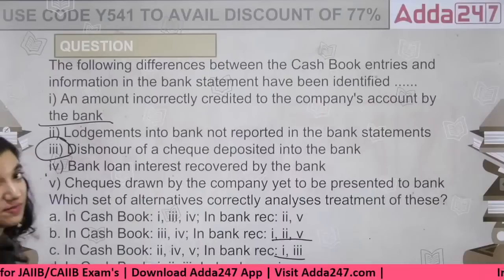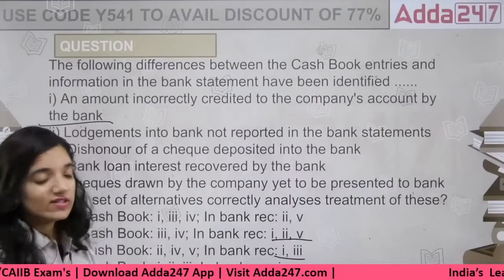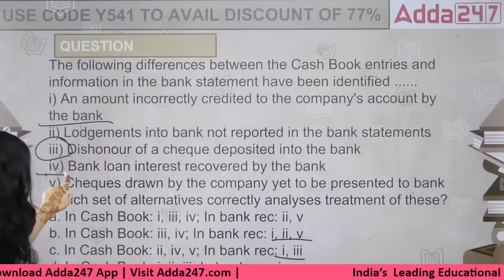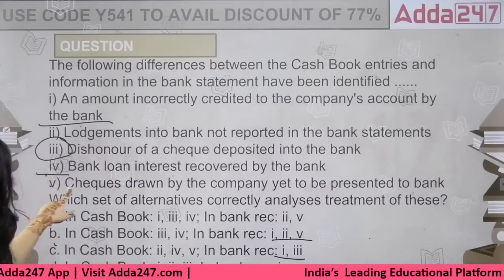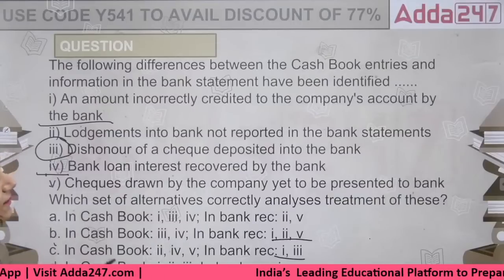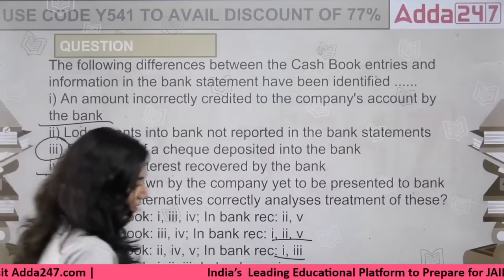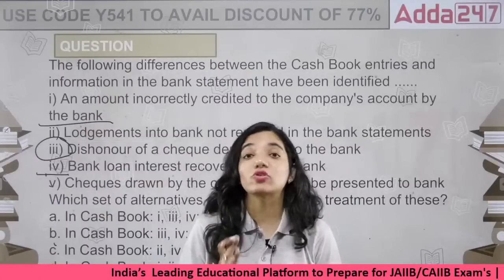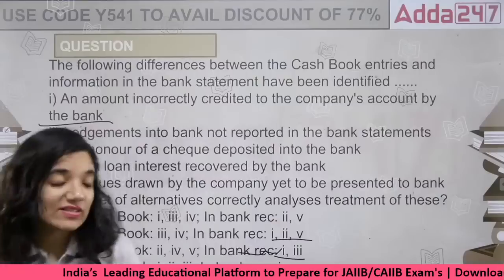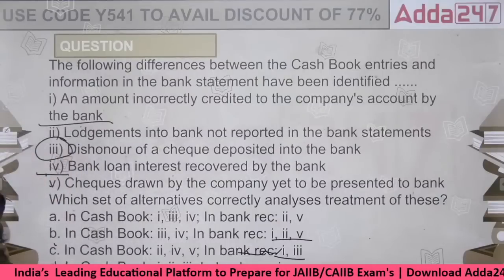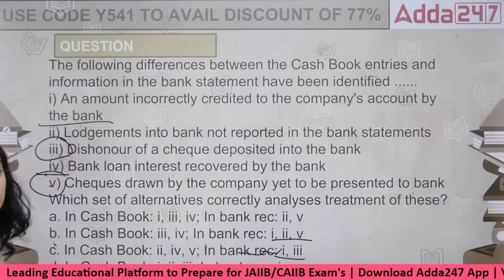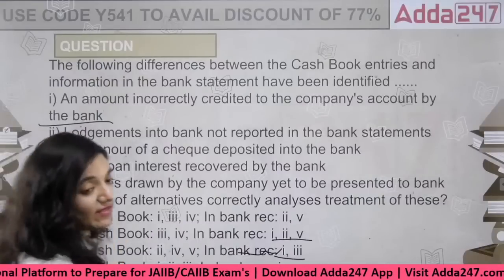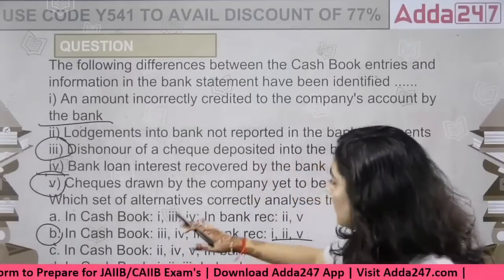Now the bank has deducted that money and I had no clue about it till now, so technically this particular thing would be taken over in the cash book. And then we have the check which is drawn by the company yet to be presented to the bank. We have issued a check, we thought that the amount is gone, but it's not gone yet from our books of accounts, right? So in this case, this particular point will also go in the cash book. So from this entire area we get point number B, that would be in the cash book.